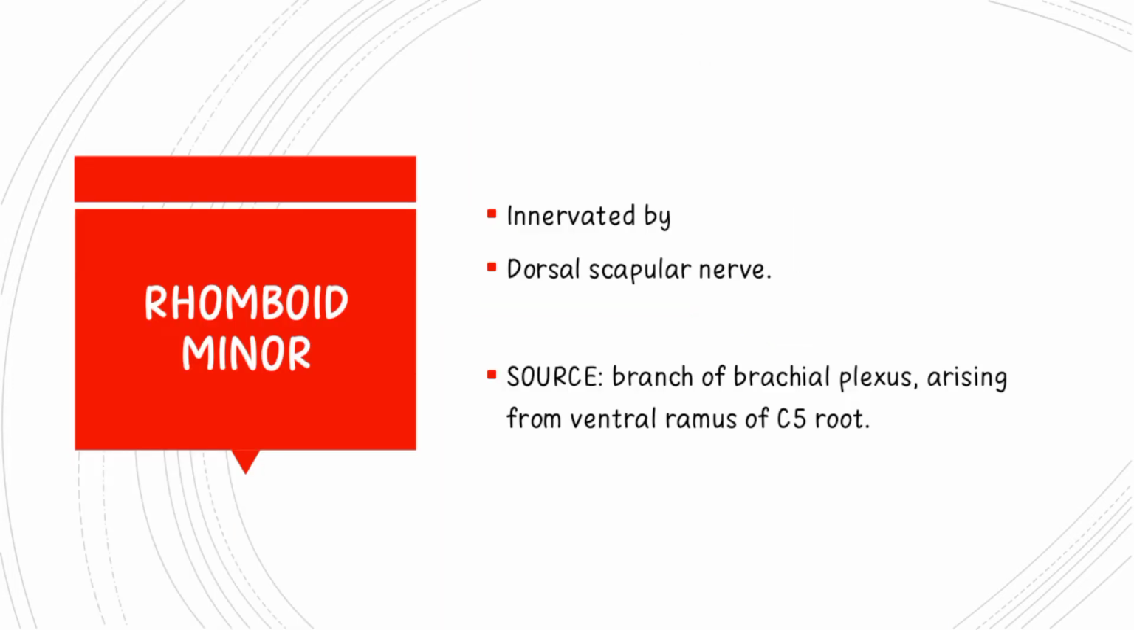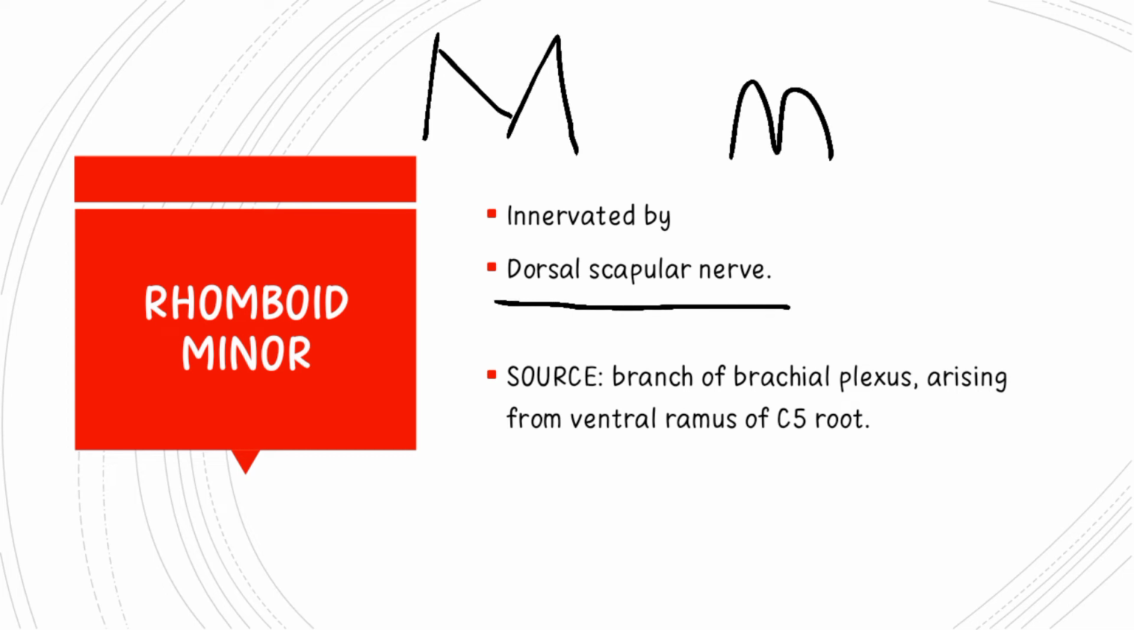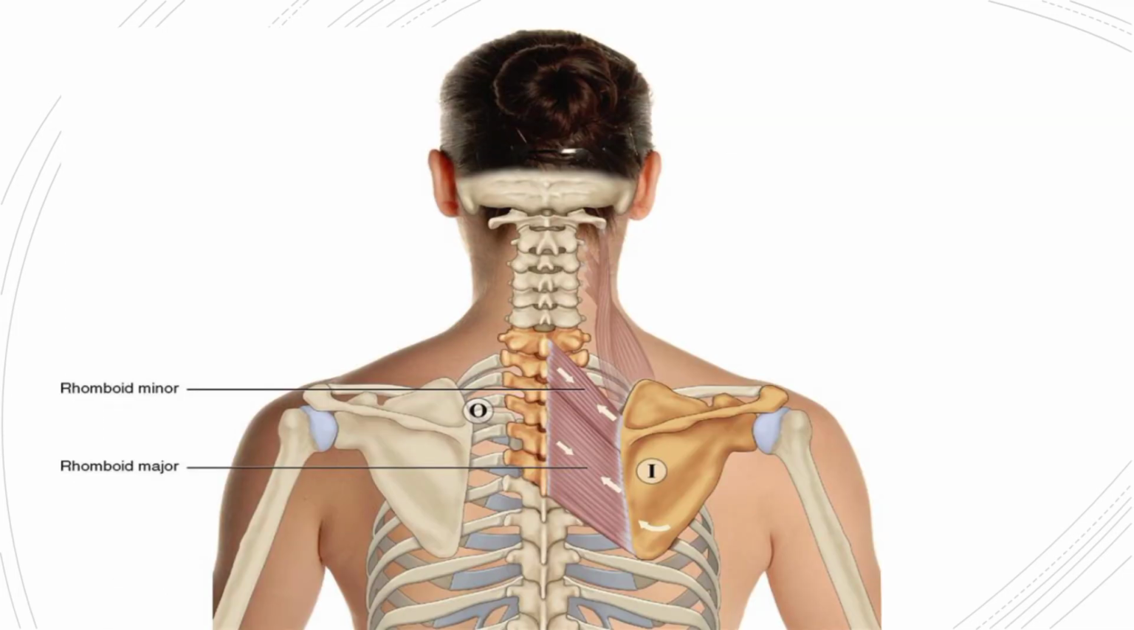Okay, the next one we have here is the rhomboid minor. So when you are studying gross anatomy and you see the term major, and you see another one minor, just know that the major is a bigger muscle while the minor is a smaller muscle. So simple as that. So the rhomboid major and the rhomboid minor have the same innervation, that is the dorsal scapular nerve.